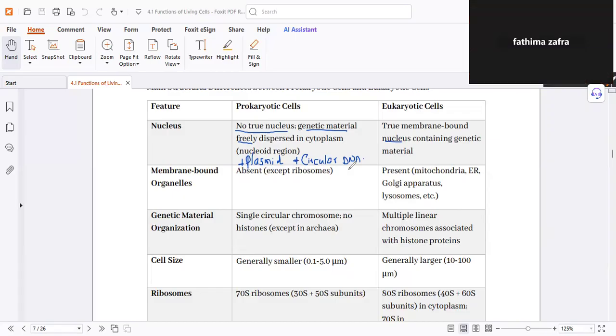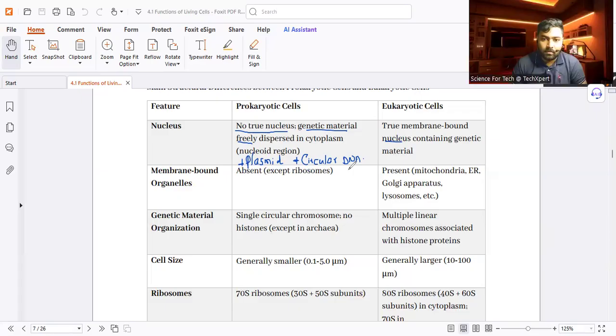Done, sir. Okay. Two, membrane bound nucleus. Okay, that's enough about that one.